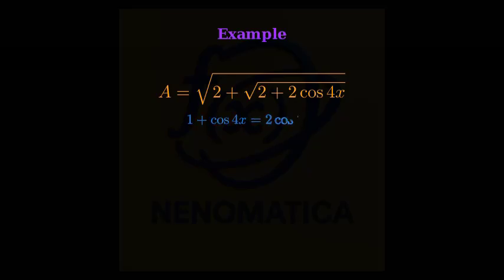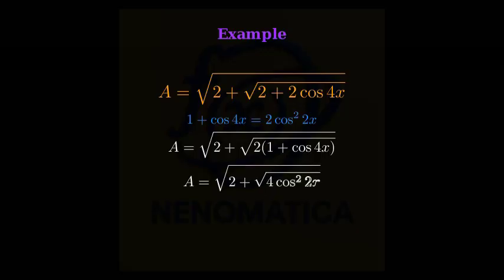Start inside the inner square root. Use the identity 1 plus cosine of 4x equals 2 cosine squared of 2x. Then 2 times the quantity 1 plus cosine 4x becomes 4 cosine squared of 2x. The inner square root simplifies to 2 times the absolute value of cosine 2x.